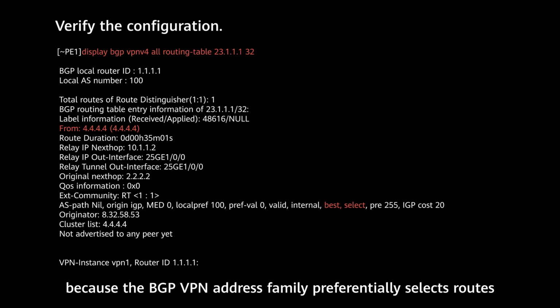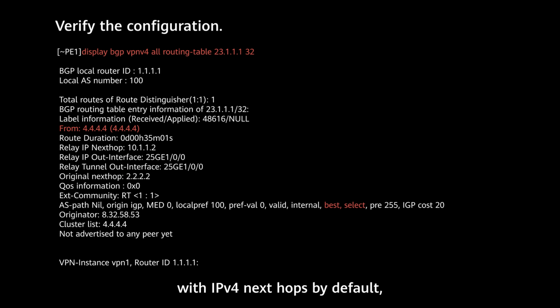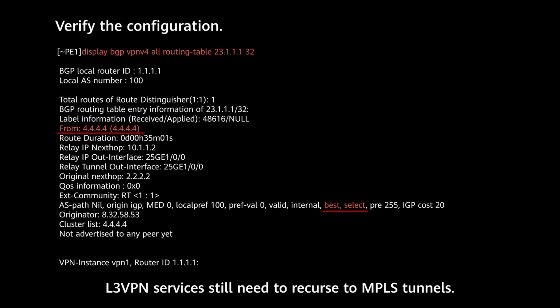In this case, because the BGP VPN address family preferentially selects routes with IPv4 next hops by default, L3VPN services still need to recurse to MPLS tunnels.